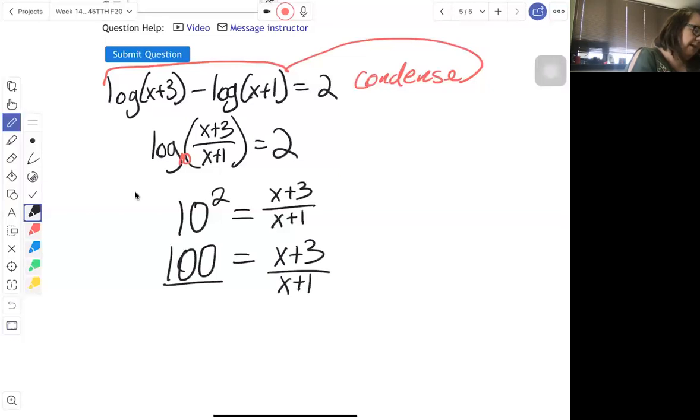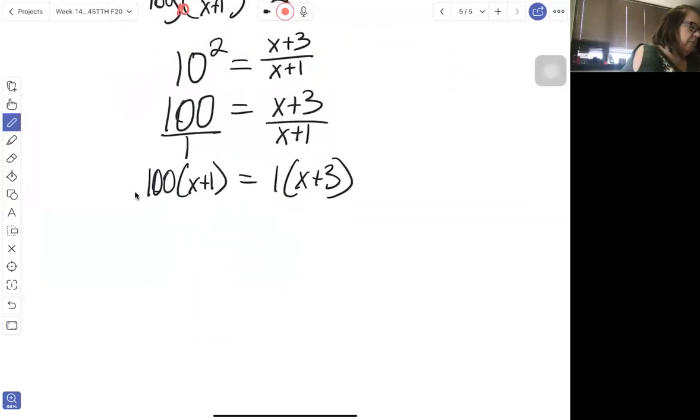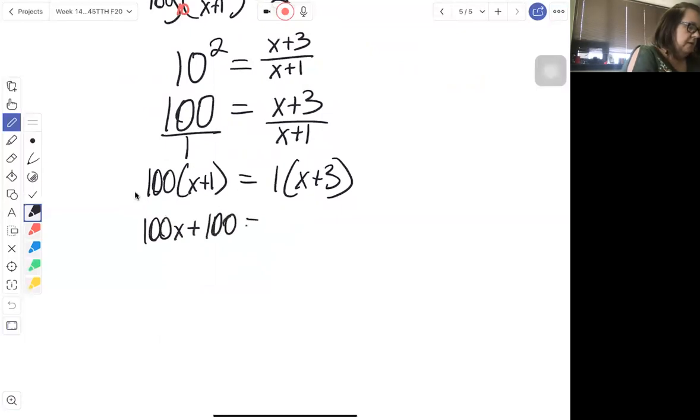And I'm going to write that as a fraction, because for me it's easier to see the cross multiplication if I've got a numerator and denominator on both sides. So then we cross multiply 100 times the x plus 1 and 1 times x plus 3. Then we distribute: 100x plus 100. And then 1 times x plus 3, so 1 times x, sorry, 1 times 3.